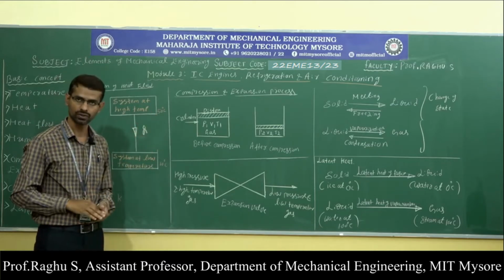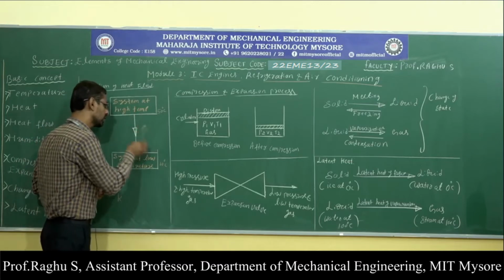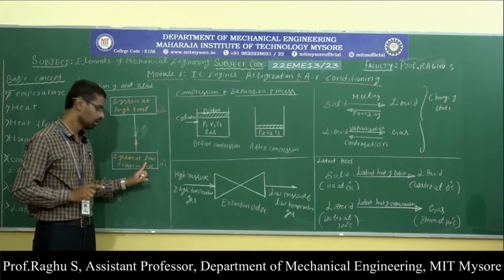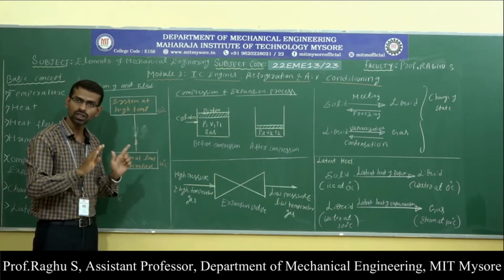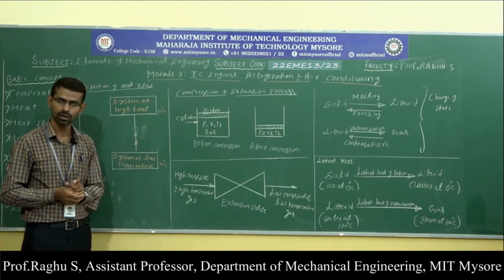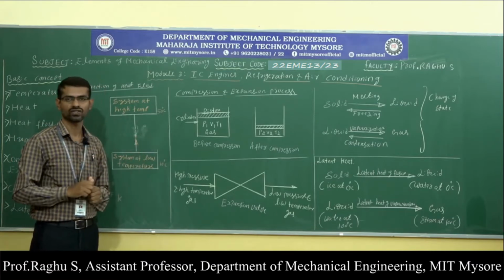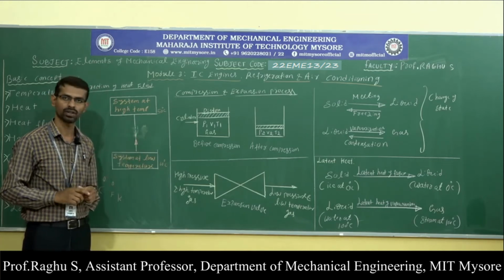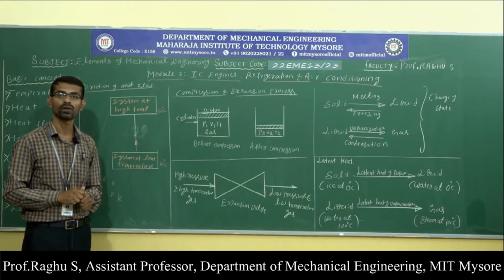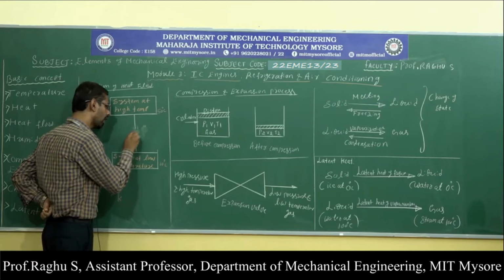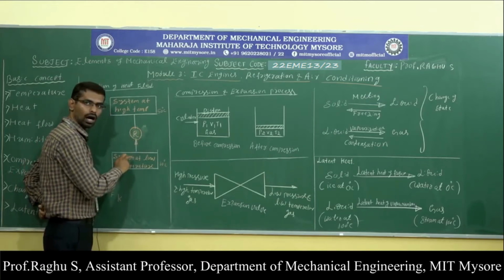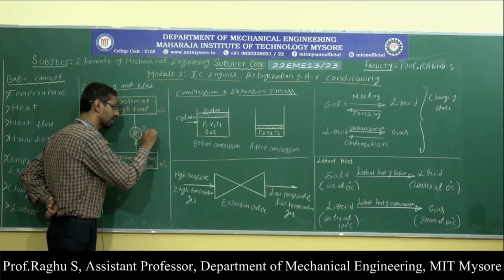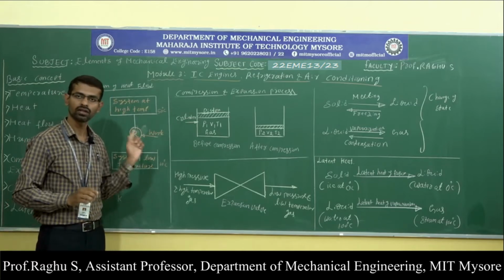But the reverse process will not occur naturally. For example, if I need to pump the heat from a system at lower temperature to a system at higher temperature, this process will not occur naturally. For this process we need external assistance or external work. To achieve this, we need a device, and that device is called a refrigerator. Here R is the refrigerator. By using this device, I can supply the heat from the system at lower temperature to the system at higher temperature. But this refrigerator requires some external work. Without any external work, the refrigerator does not work.